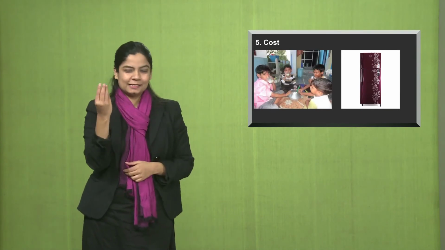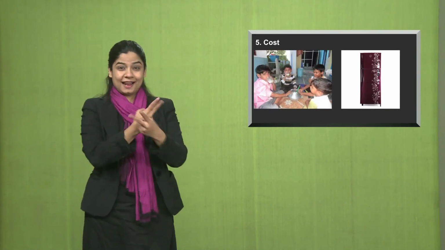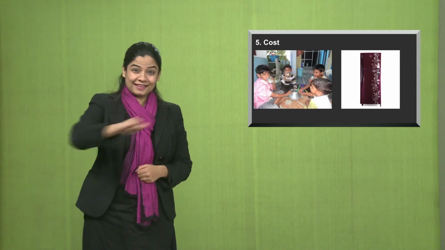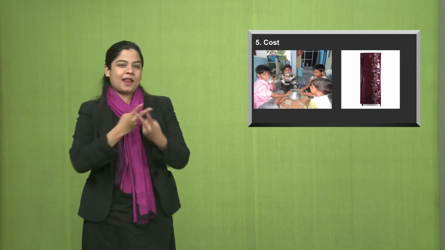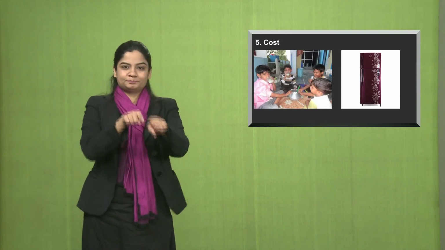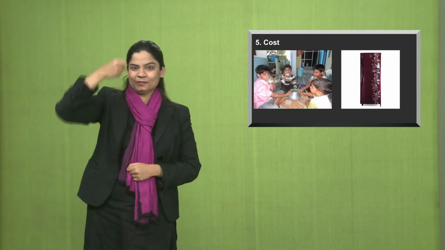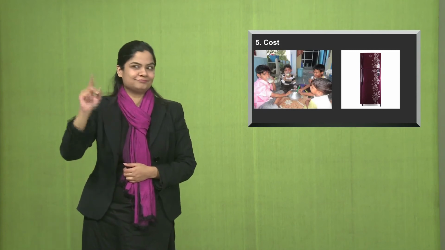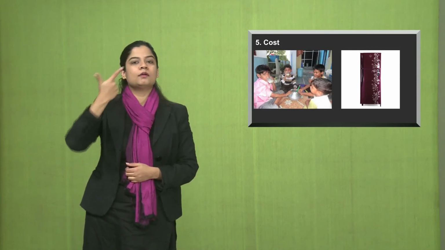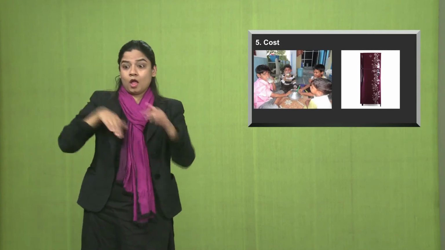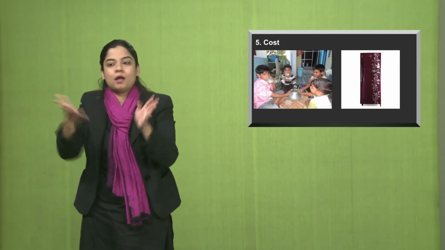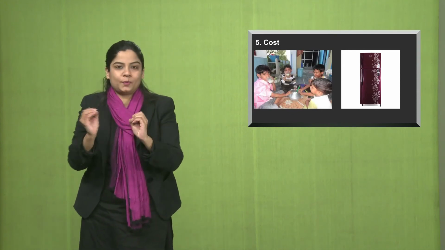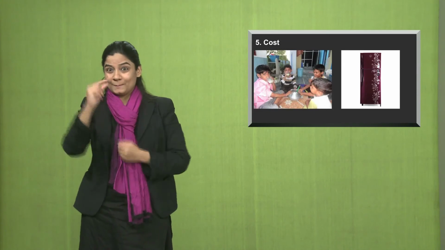Fifth one, cost. Anything that we go and buy, we always think about the cost. Some things are expensive, some things are cheap. For example, refrigerator. Refrigerator is a need. Refrigerator is not cheap. It is supposed to be costly, and it is costly. Why? Because it runs for a very long time. You can keep a lot of things inside the freezer and in the refrigerator.